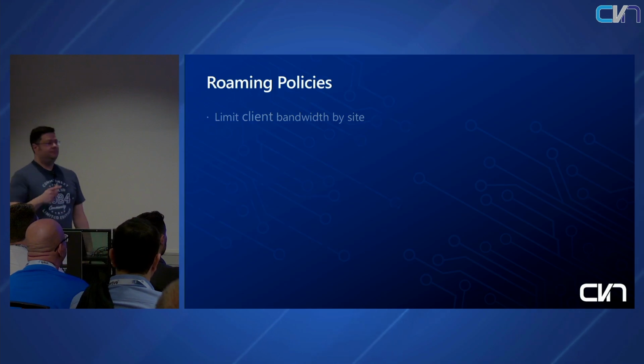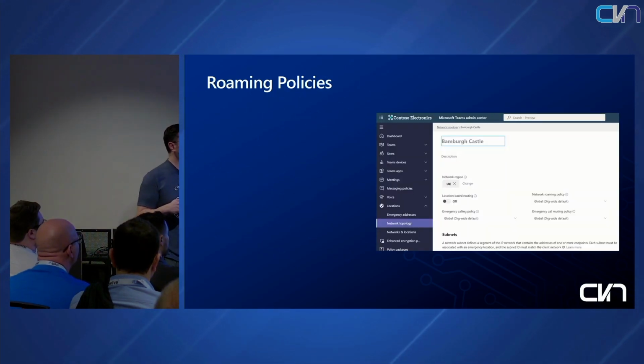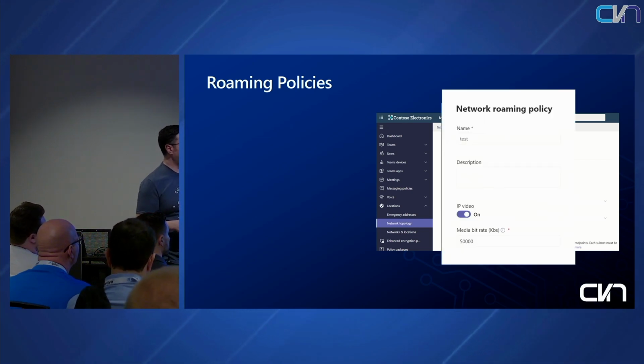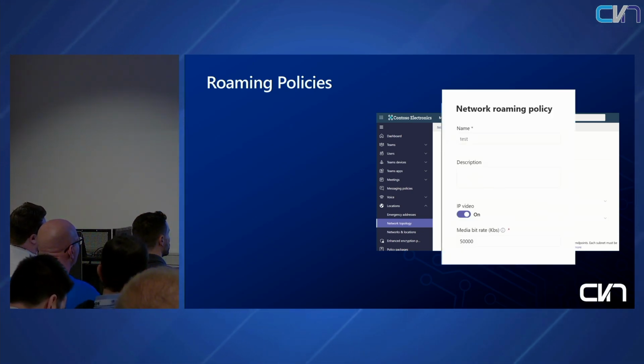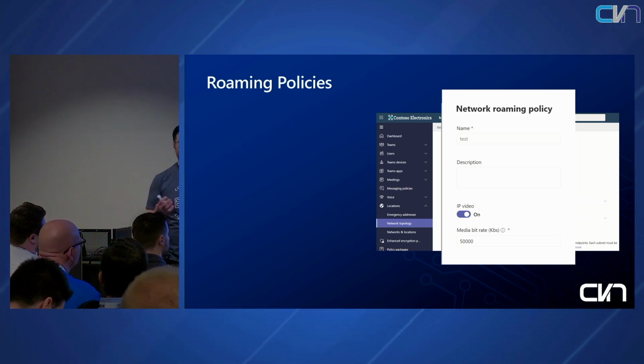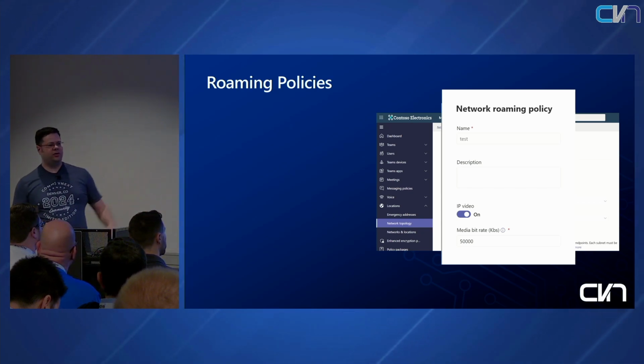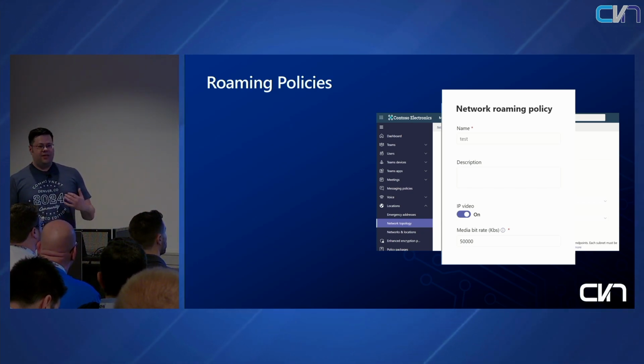Roaming policies. This was your question before. A roaming policy allows you to limit the amount of bandwidth available for a location. When we are in a subnet that matches the site, it's kind of like CAC from the old days of Skype for Business, where we can say we are allowed to do video, and what's the total media bit rate allowed? So if we've got locations that are on the end of a bit of string internet connection, we can limit that down a little bit, or we can turn off the ability to do video.